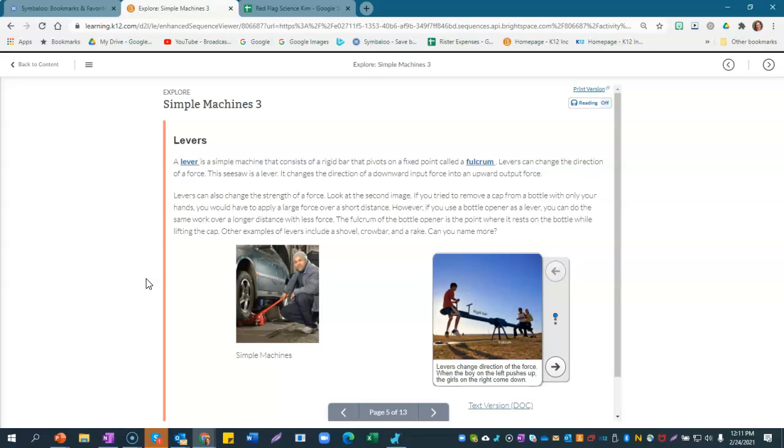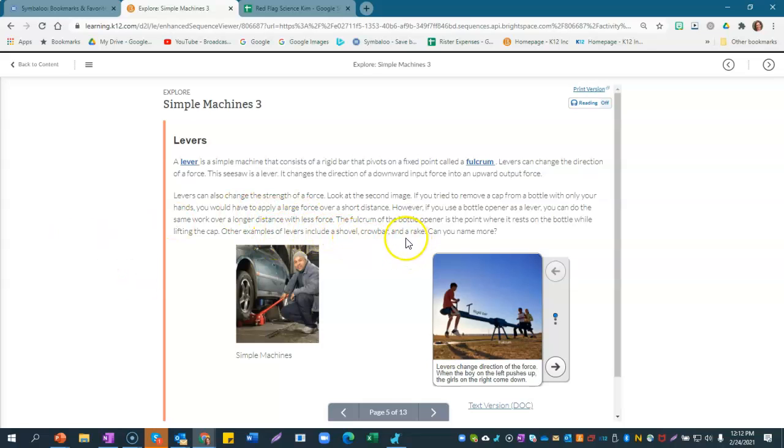However, if you use a bottle opener as a lever, you can do the same work over a longer distance with less force. The fulcrum of the bottle opener is the point where it rests on the bottle while lifting the cap. Other examples of levers include a shovel, crowbar, and a rake. Can you name more?